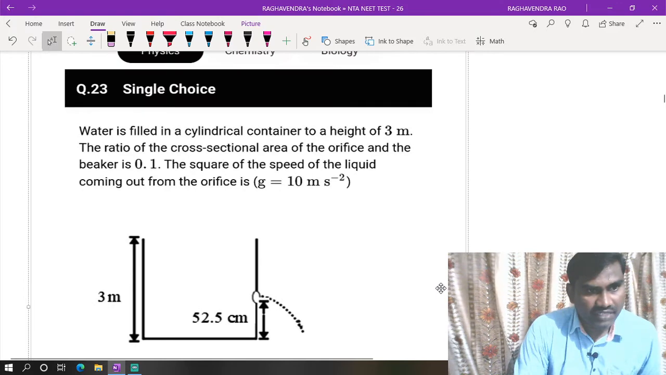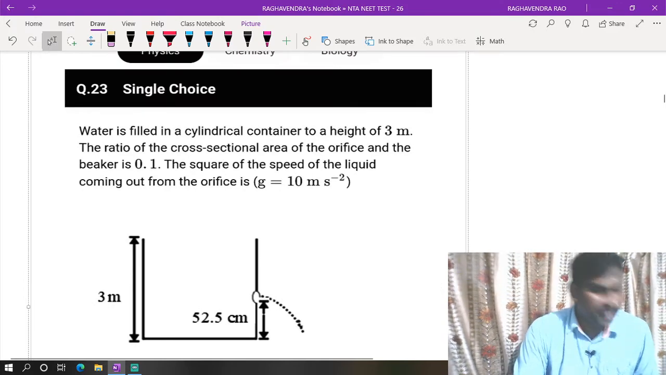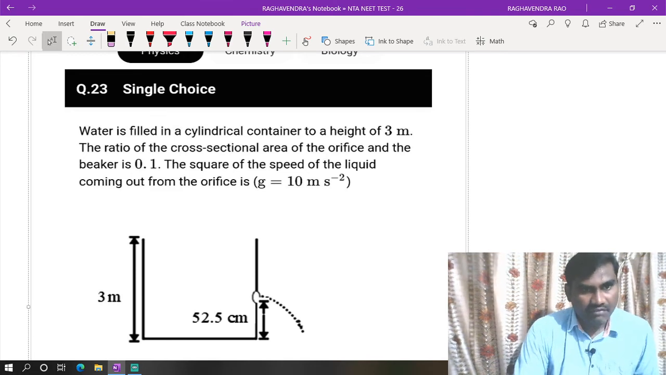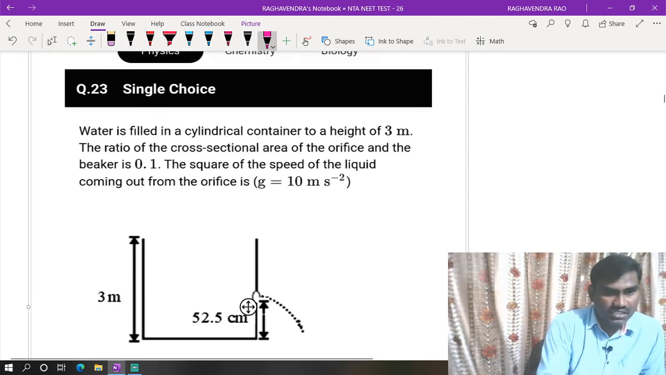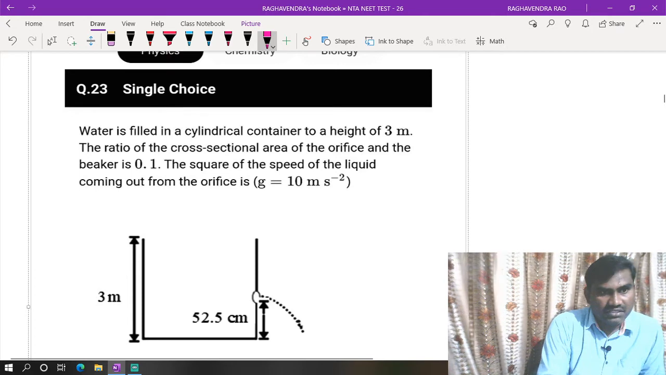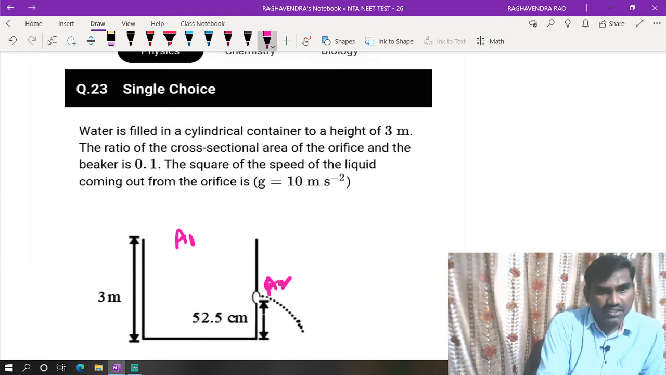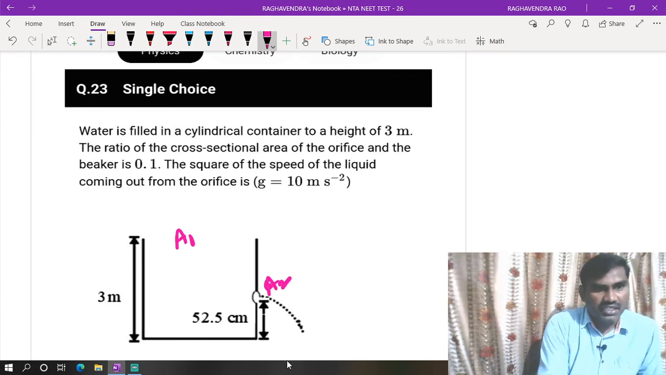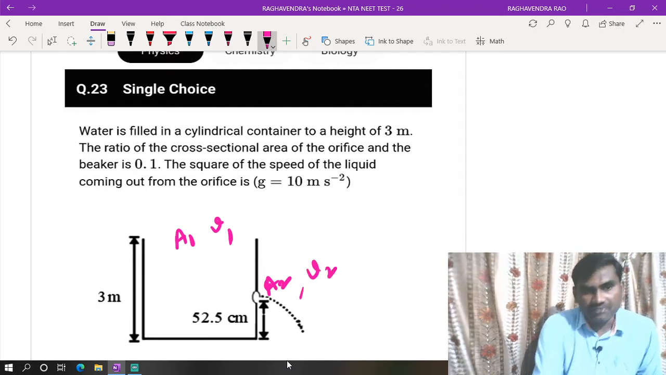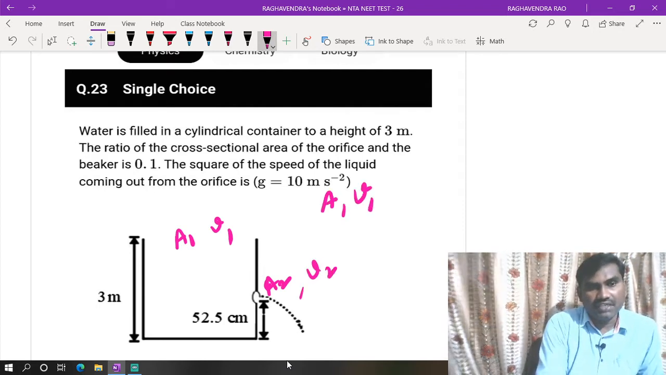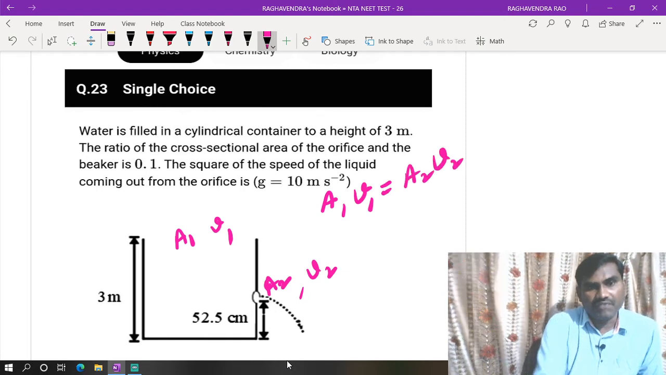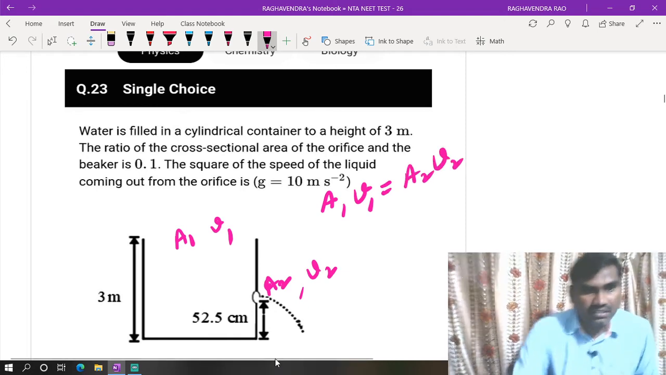Right. So water is filled in a cylindrical container to a height of 3 meters. The ratio of the cross-section area of an orifice is given. So here this is the area of cross-section, and the orifice is given as, for example, this tank is A1 and this one is A2. This entire cross-section is moving with velocity V1, and here velocity V2. Now by the equation of continuity we get A1 V1 is equal to A2 V2. So this data is given.